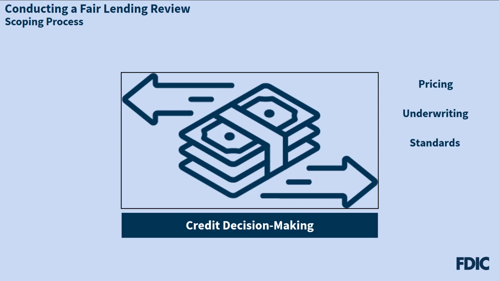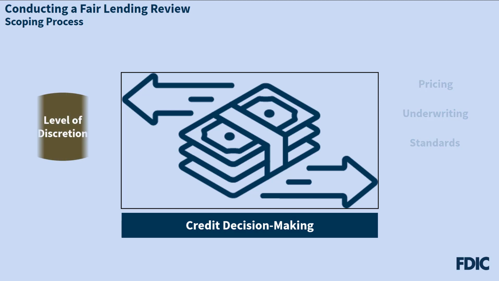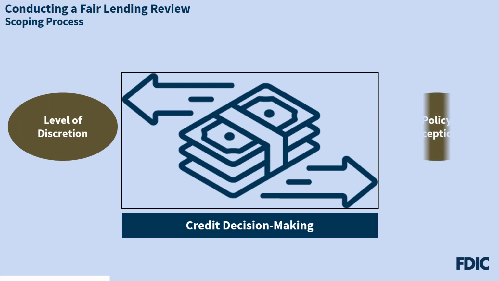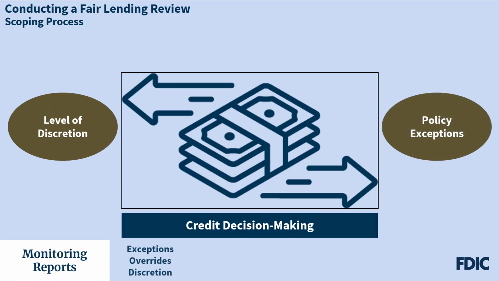There could also be questions about the level of discretion permitted in loan pricing and underwriting, or how and when exceptions to policy are allowed, as well as whether the bank has any reports that detail exceptions, overrides, or otherwise document how discretion is exercised. Examiners may also inquire about a third party's involvement in any aspect of the credit process and compensation programs for loan officers or brokers.